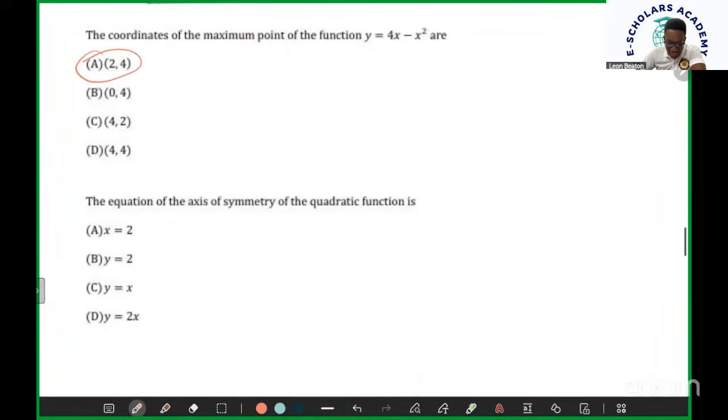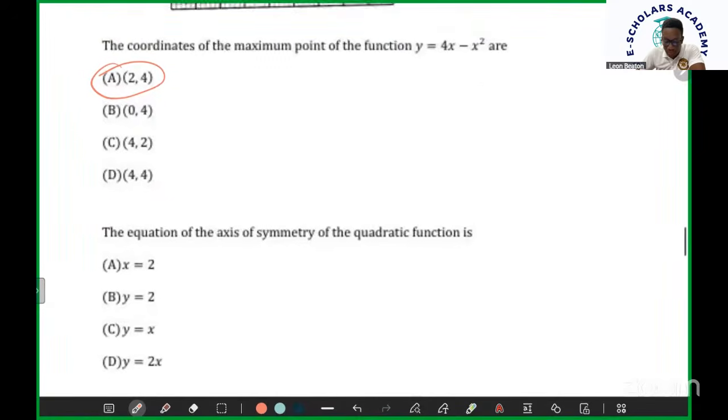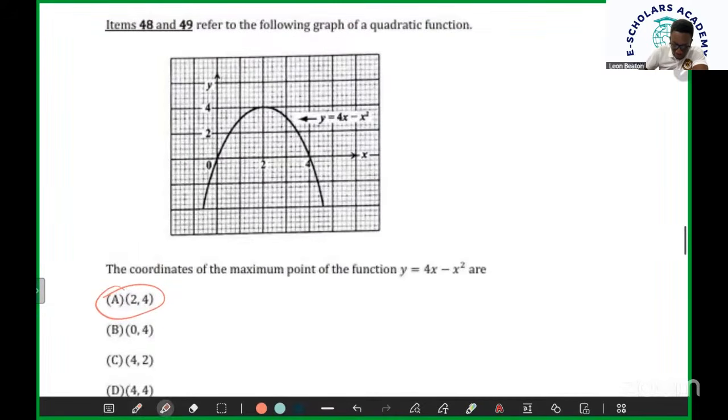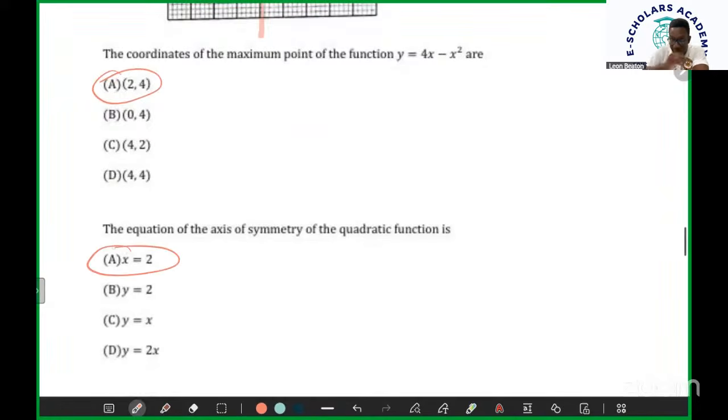So this one: the equation of the axis of symmetry of the quadratic function is... So they want the axis of symmetry now. The axis of symmetry would be a line going straight through the turning point, or straight through the middle of the graph, which is straight through here. So they want the equation of this line. That is what they're asking us for, the axis of symmetry, which is simply x equals 2 here. So the equation is simply x equals 2. So let's see which one has that: A, x is equal to 2.